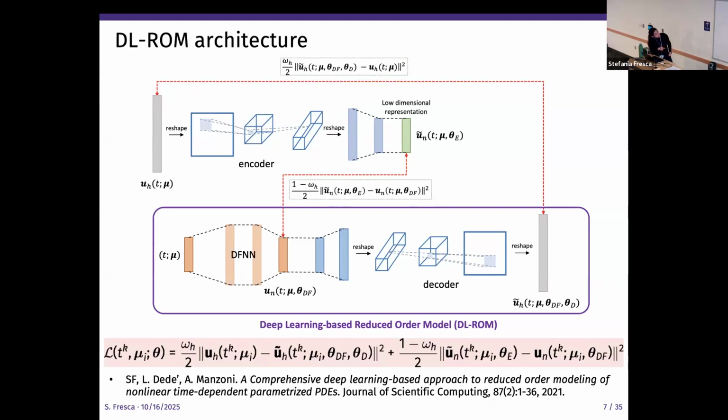The FOM solution enters the encoder function, and we obtain a low-dimensional representation of it. The same parameter instance associated to the FOM enters the deep feed-forward neural network, and we obtain the latent variables, or intrinsic coordinates. In this way, the error between the two low-dimensional vectors is accumulated. The latent variables enter the decoder, and we obtain the ROM approximation, thus the reconstruction error is obtained. Obviously, the encoder function is just used during the training phase. At testing time, we discard it.